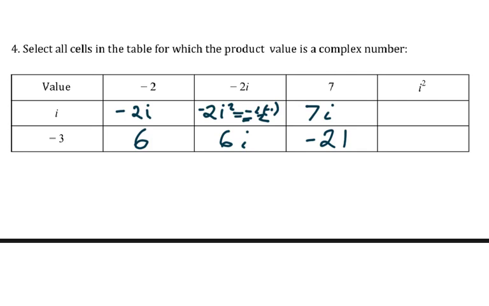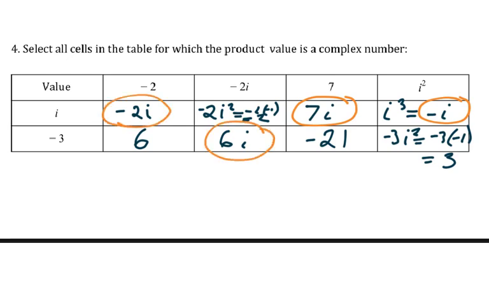Next, i squared times i is i to the power of 3. And that's not in its lowest terms. And I know that i to the power of 3 is just negative i. And i squared times negative 3 is negative 3i squared. So I need to get some simplifying done. So negative 3 times negative 1 turns out to be positive 3. So now let's circle all the complex numbers. I have complex numbers here, here, here, and there.